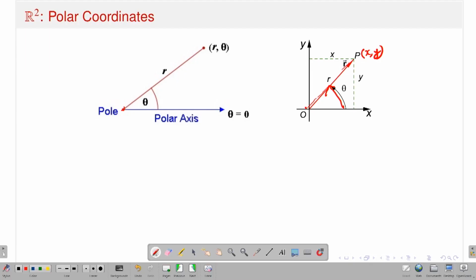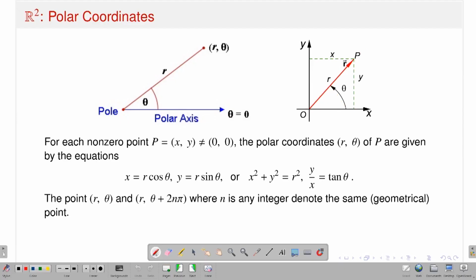For each non-zero point P x comma y, not equal to the origin 0 comma 0, the polar coordinates r comma theta can be defined. The relation between the Cartesian coordinates and the polar coordinates is x equals r cos theta and y equals r sin theta, where r squared equals x squared plus y squared and tan theta equals y by x. This is the relation between the Cartesian and polar coordinates of a point in R2.